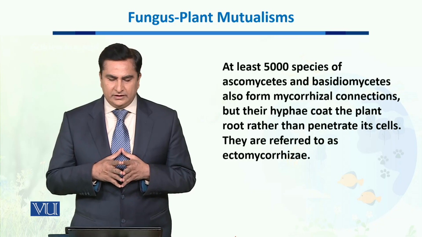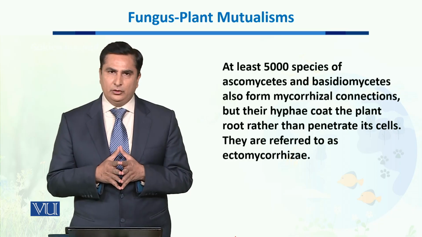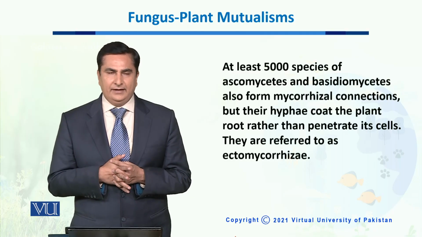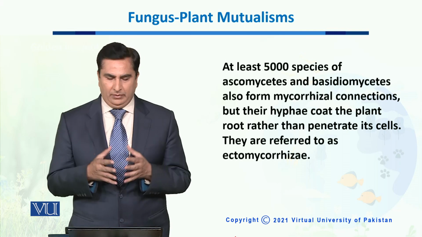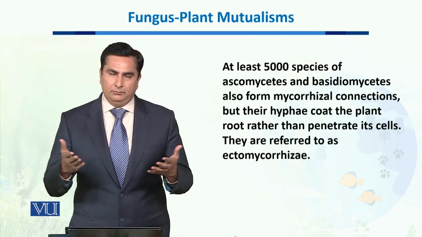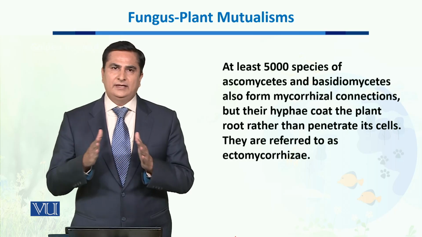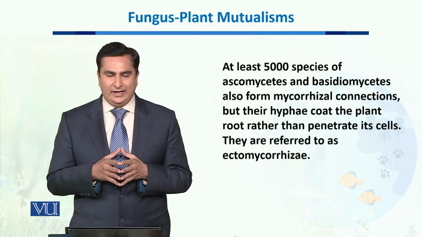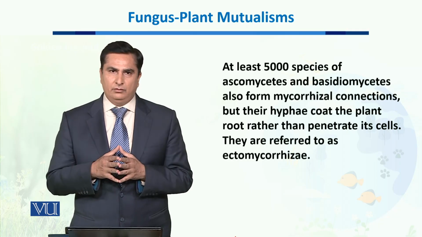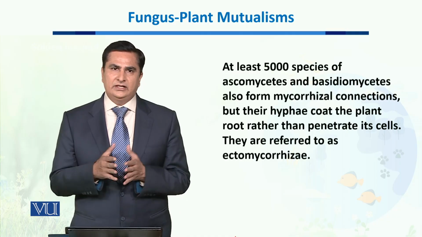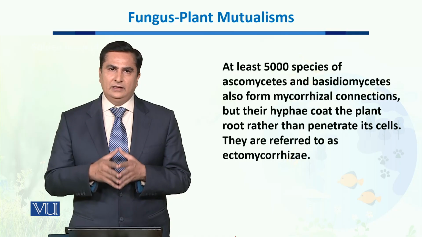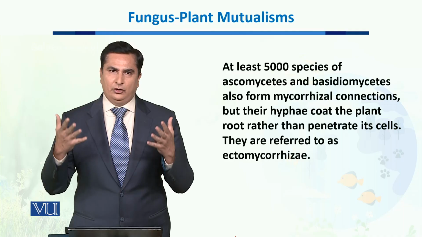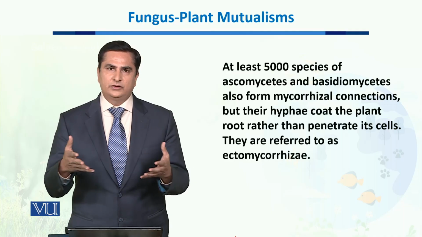At least 5,000 species of ascomycetes and basidiomycetes, which are large classes of fungus, form mycorrhizal relationships with the higher plants. Most of their hyphae coat the roots of the plants rather than penetrating inside the plants. That's why they are known as ectomycorrhiza. Now, these relationships are very beneficial to create a balance in the ecosystem and for the benefit of both organisms which come in close contact with each other.